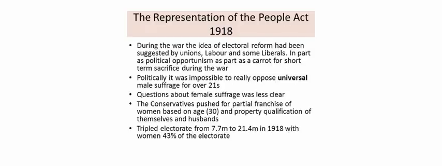So, in reality, it was politically impossible not to give all men over 21 the right to vote, because you've just fought a major war, they've died in the trenches, why aren't they allowed to vote? So what ends up happening is the Conservatives push for women over the age of 30 who had property, or whose husbands had property, i.e. rich women, to get the right to vote as well.